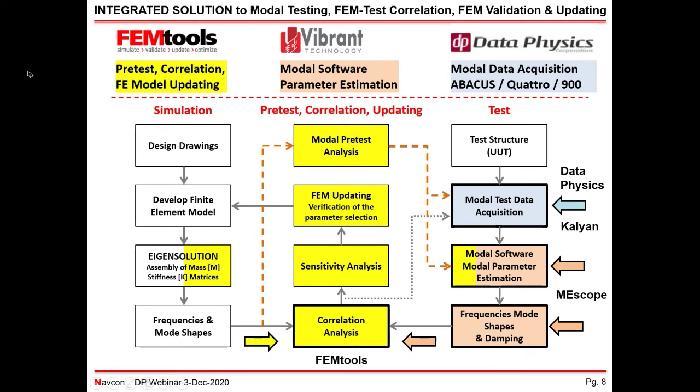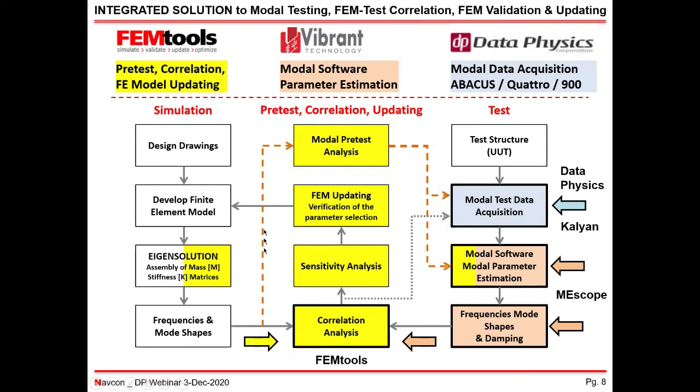So let me start on the left-hand side in our flowchart. We would begin with some design drawings. We develop a finite element model, and then we go through the eigensolution. In the eigensolution, what we're really trying to determine are the resonant frequencies and mode shapes. I have part of this box here shaded in yellow because FEMtools actually has a Nastran solver built into it, or else you can use your external solver from your finite element code. But the result of this dynamic analysis is, of course, a finite element model with frequencies and mode shapes.